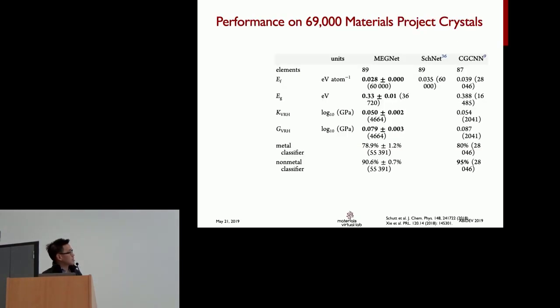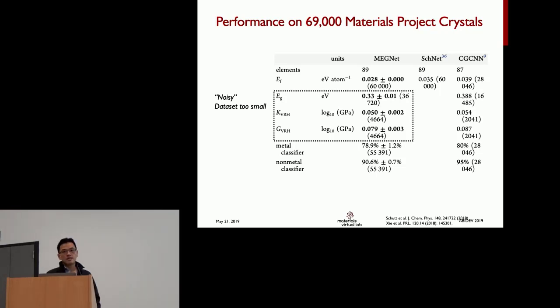Now, on crystals, this is a model trained just last year. Last year, we only had 69,000 crystals, not 133,000. We show that, again, we can achieve very low errors in the formation energies, about 28 meV per atom. That is good enough for a lot of applications. We can also predict things like band gap, bulk modulus and shear modulus. What you will notice is that the data sets for the band gap and the bulk and shear modulus are much smaller. Remember the graph that I initially showed you, that there is much less data for these compared to the formation energies.